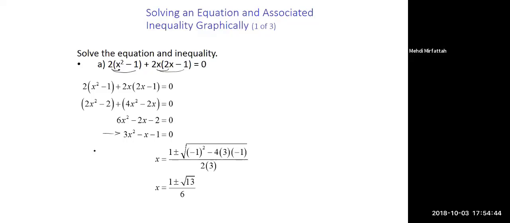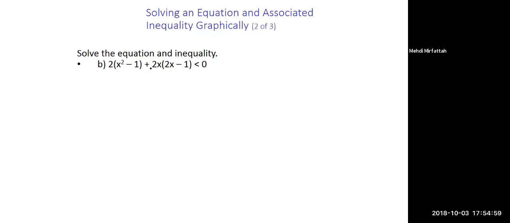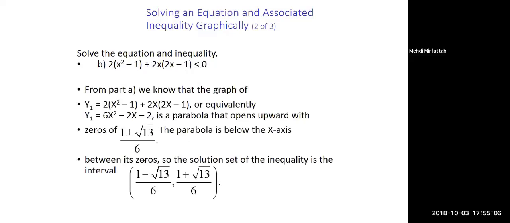This is not factorable here, so I'm going to use the quadratic formula again. If you use the quadratic formula, x would be equal to 1 plus and minus radical 13 over 6. I get 2 solutions here. So it would be the same equation, less than 0. So you remember the points of intersection we find. If you look at the graph, you're going to see between its zeros, these are the points that you find: 1 plus radical 13 over 6, 1 minus radical 13 over 6.